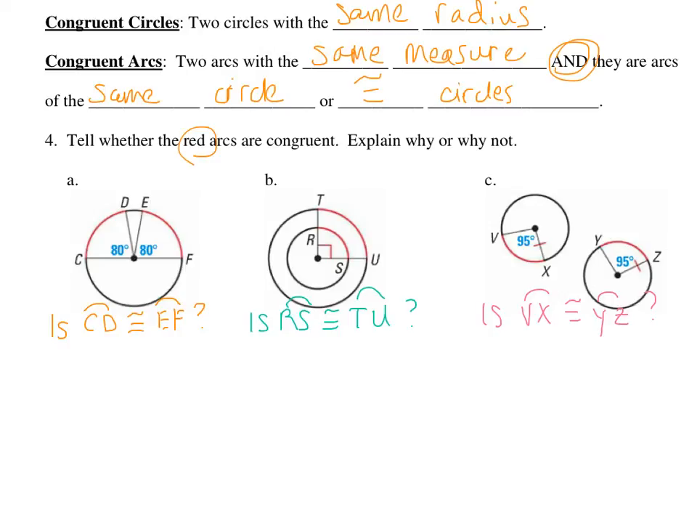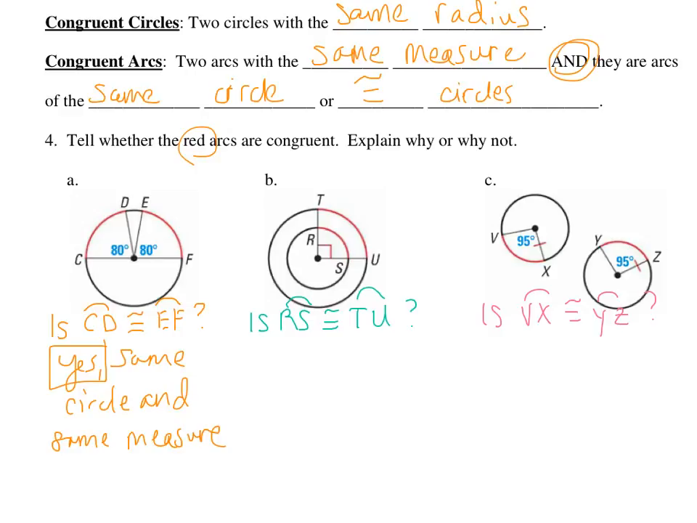So in the first one, is arc CD congruent to EF? So first of all, they have to have the same measure. So we do have the same measure, that works. But they also need to be from the same circle, or they need to be congruent circles. But these are from the same circle, and they do start at the same exact central location. So that means that the arcs will be the same in this one. So yes. So they're from the same circle, and they have the same measure.